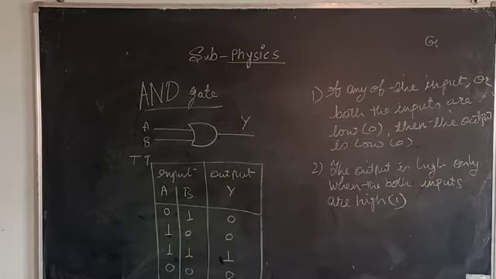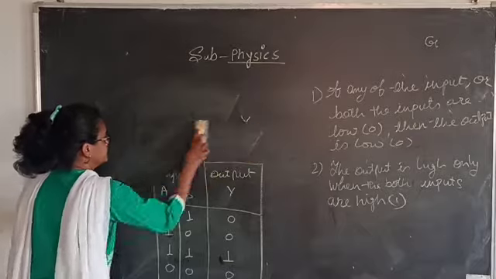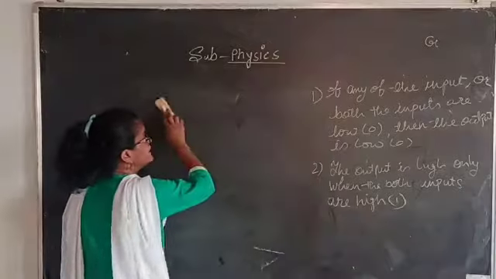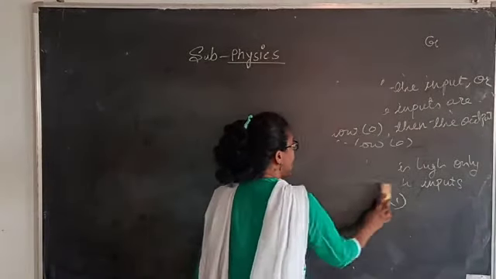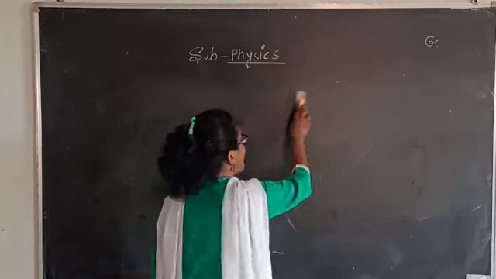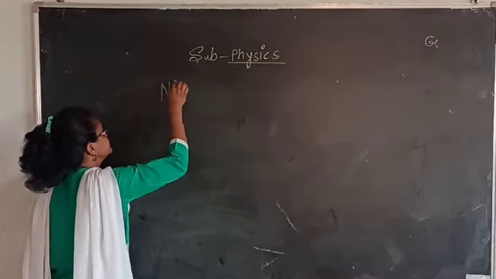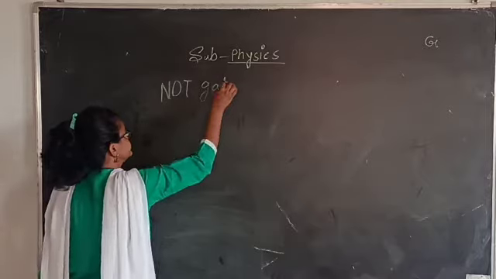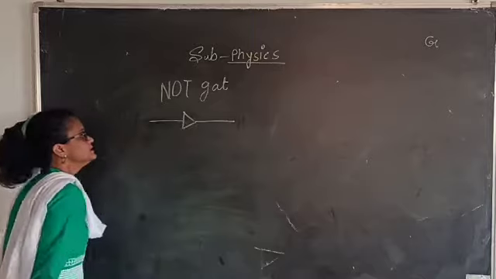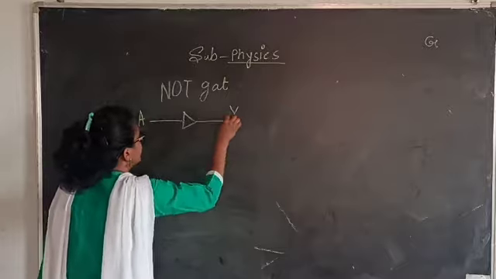Then we'll switch to another basic gate, that is NOT. Oh sorry, not NOR. NAND, NOR and XOR are the derived gates, and OR and NOT are the basic gates. So we have already done OR, and now we'll go for NOT. Okay, so the NOT gate is like this, and this NOT gate has only one input and one output.